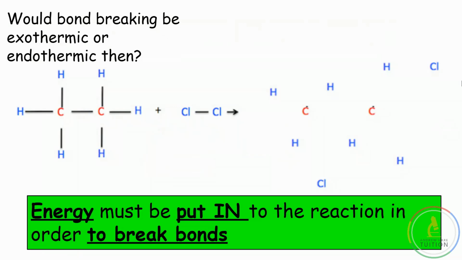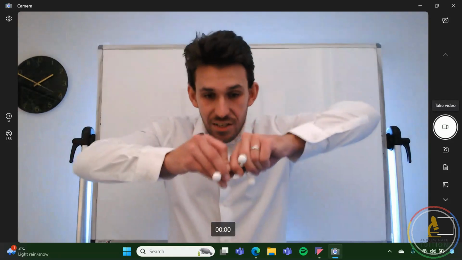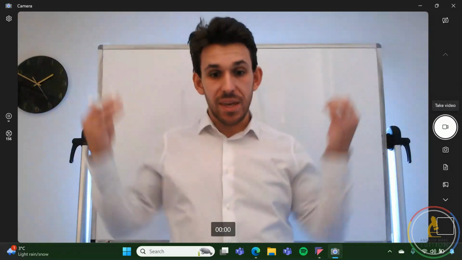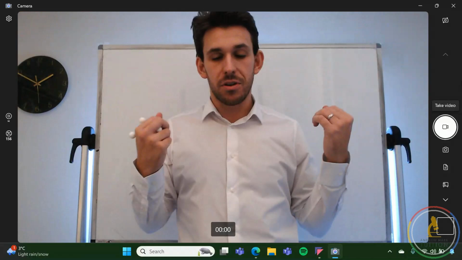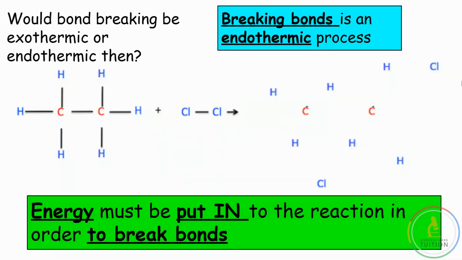Now, hopefully, we ended up with endothermic, because if we are putting energy into the reaction to break the bond, energy is being gained from the surroundings by the reaction. So energy is being gained, which is exactly what endothermic was. So that shows us that bond breaking is endothermic. So now you're starting to link this up to exothermic and endothermic.